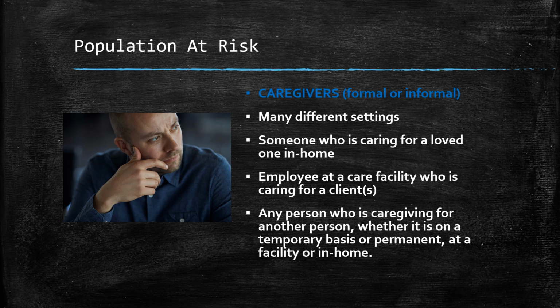The population at risk. So the population that is at risk for caregiver stress and caregiver burnout are, as you might have guessed, caregivers. Caregivers may be formal or informal. An example of a formal caregiver is someone who cares for a patient at a facility or through an agency. An informal caregiver may be someone who cares for a loved one or a family member in the home setting.